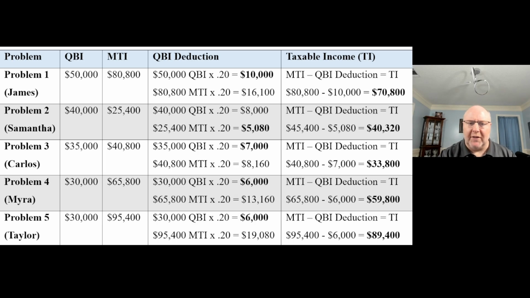All right, guys, you're getting through here. We're already one of those tests down. So this is below the threshold. Doesn't matter if it's an SSTB or not. Below the threshold, you take 20% of QBI, 20% of modified taxable income.